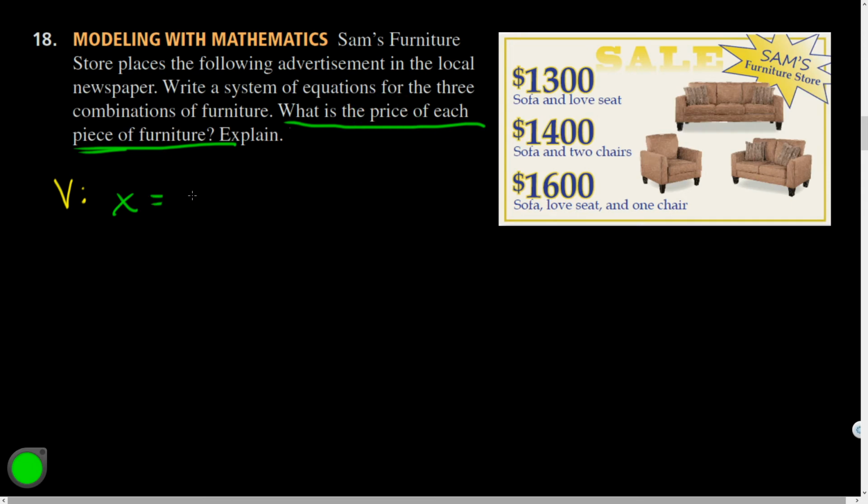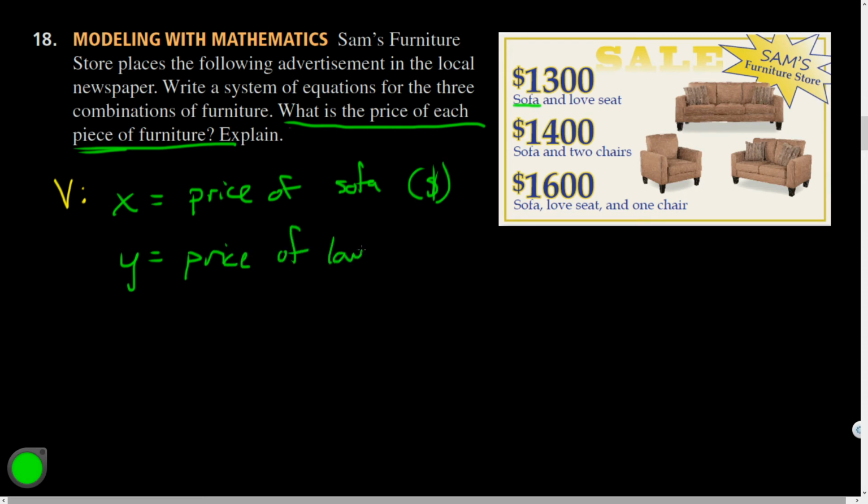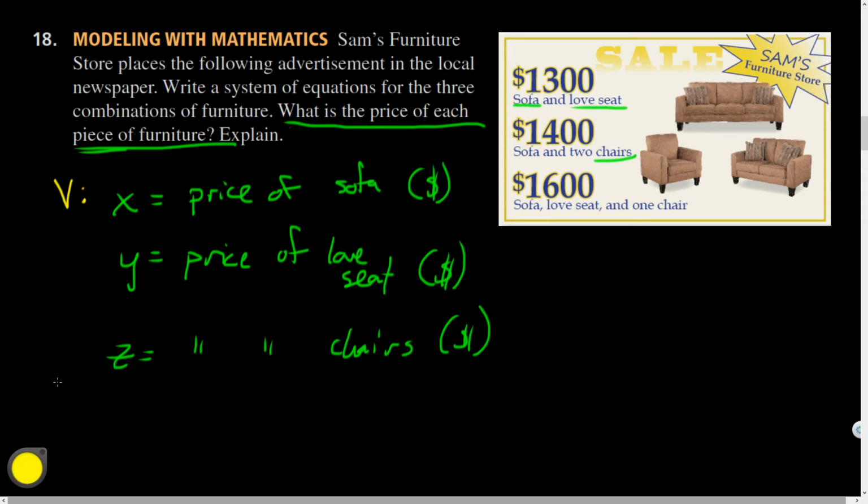So it's going to be the price or cost, if you want to say it that way, of a sofa. Looks like that is the first piece of furniture that shows up, and these are measured in dollars, so I'm going to use dollars. Y will be the price of a love seat. And then the last one are chairs. Boom. And so Z equals price of chairs. I'm using ditto marks there. Why did I write chains? Chairs. Boom.